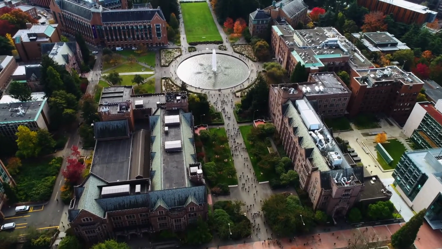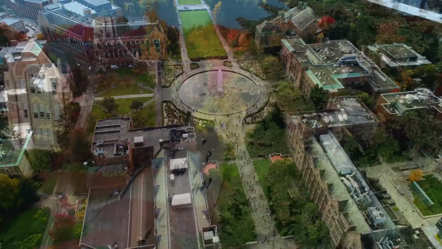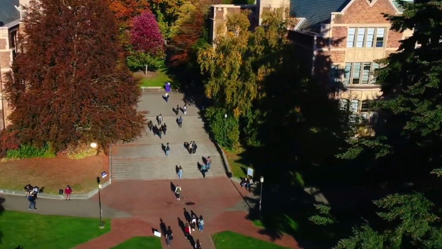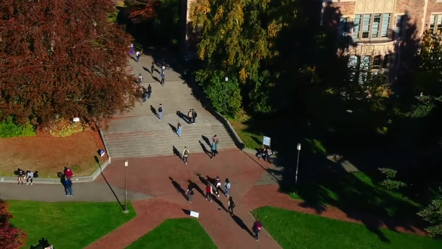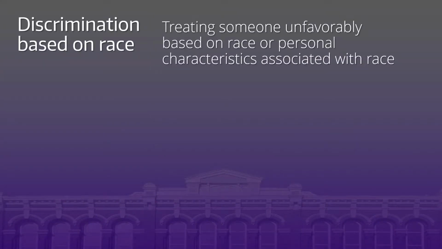At the University of Washington, people of different races, colors, and national origins come together to teach, work, study, and conduct research. Race discrimination occurs when someone is treated unfavorably based on that person's race or because of personal characteristics associated with race, such as hair texture or certain facial features.